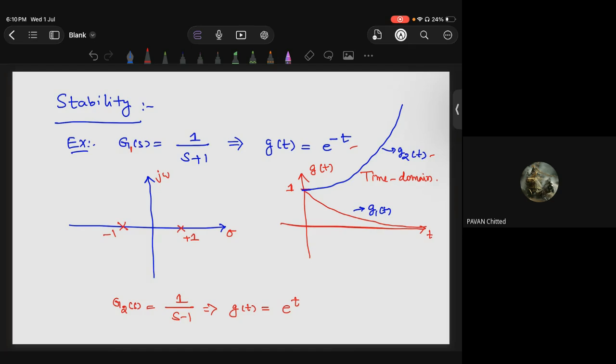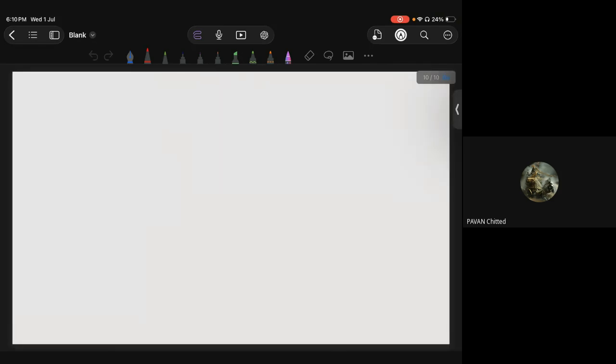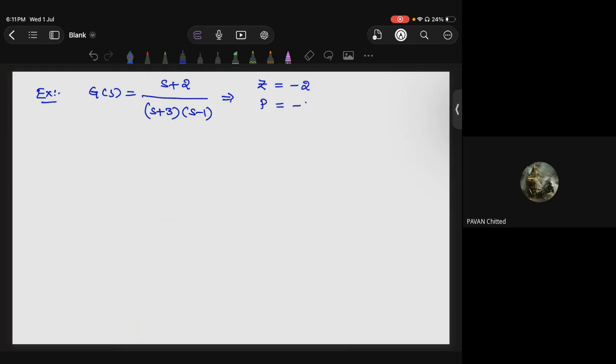Let me take one more example, and you'll understand much better, because here I have considered only one pole. Let us consider multiple poles. Let us say g of s equals s plus 2 divided by (s plus 3)(s minus 1). So here I have mixed poles. Now tell me what the zeros are here. The zero is minus 2. What are the poles? Minus 3 and 1, correct?